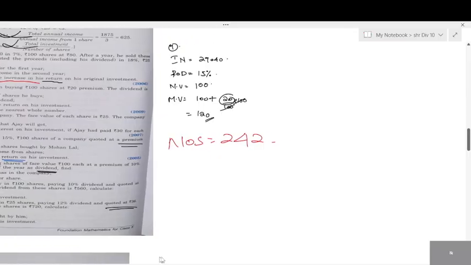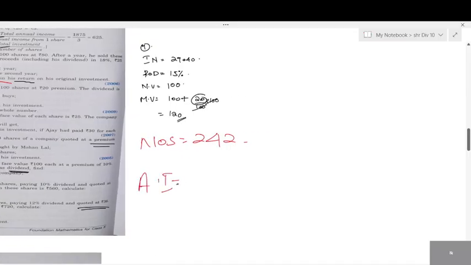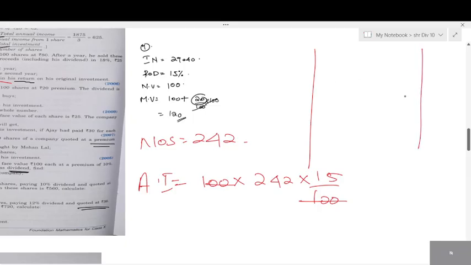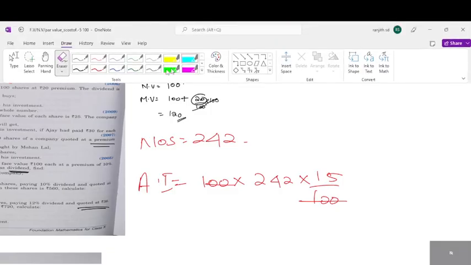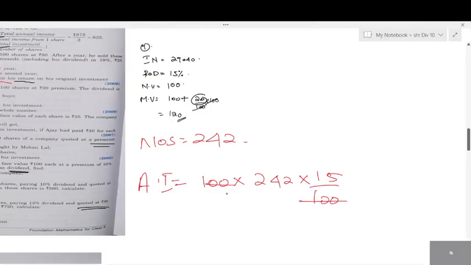Annual income from the share. What is the annual income or dividend formula? Nominal value is 100 into number of shares is 242 into rate of dividend. It is simple, students. Only thing, there is no transaction first and second. If there is a transaction in between, you would have got the connecting thing. What do you call that? What did I tell you? Sale proceeds, right? So here we are not selling or buying anything. Not reinvesting the money. Basic question.